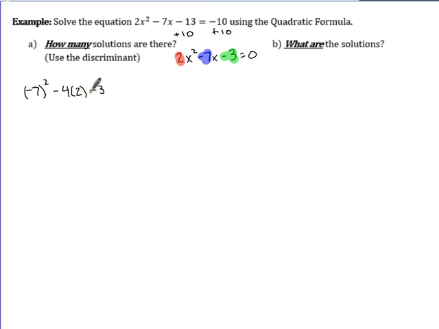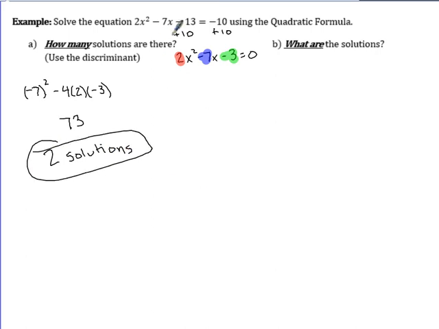Now, I wrote this negative 7 inside parentheses for a reason. When you put it in your calculator, put it in parentheses. Otherwise, your calculator will give you a negative number, and that's not right. Negative 7 squared is positive 49. So please always put negative numbers in parentheses when you are squaring them. Okay, so the value of the discriminant here is 73. That is a positive number. A positive number means there are two real solutions to this equation.